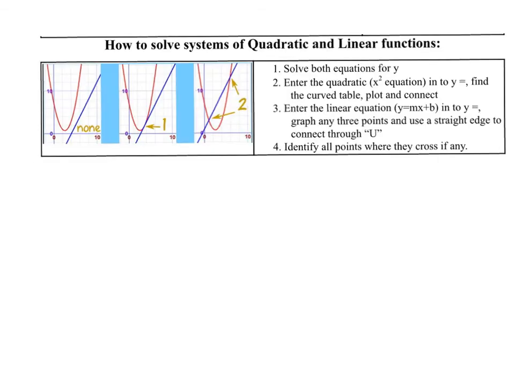Now, how to solve systems of quadratics, or a quadratic and a line, or whatever. It could be two quadratics, or a quadratic and a line. Once again, make sure they're both in y equals. Enter that x squared equation. If you have an x squared equation, you know it's going to be a quadratic under y equals. It's going to be curved, all that stuff. Make sure you look for the points.